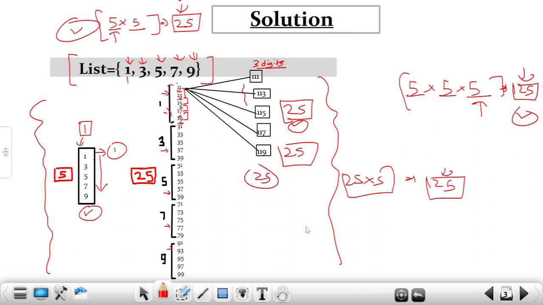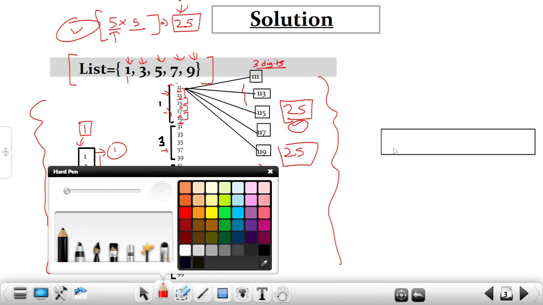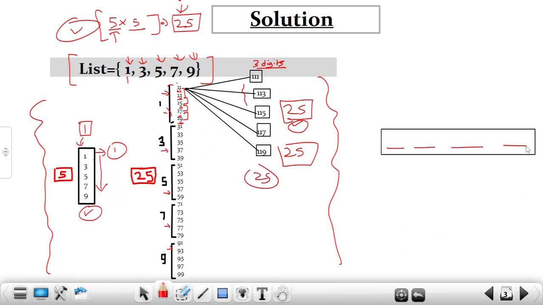Okay, we can write this observation. Let me write this observation. I am going to remove this, and now I am going to write this observation here. Let's say I have a 4-digit number. For the first digit, the changing interval is going to be 1. For the second digit, the changing interval is going to be 5.